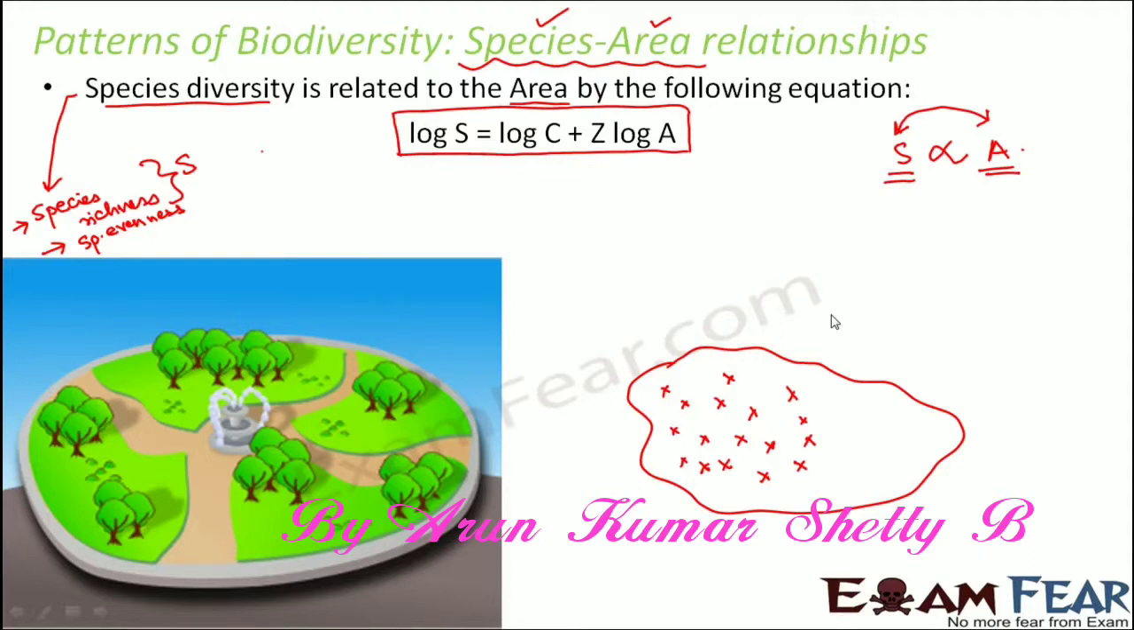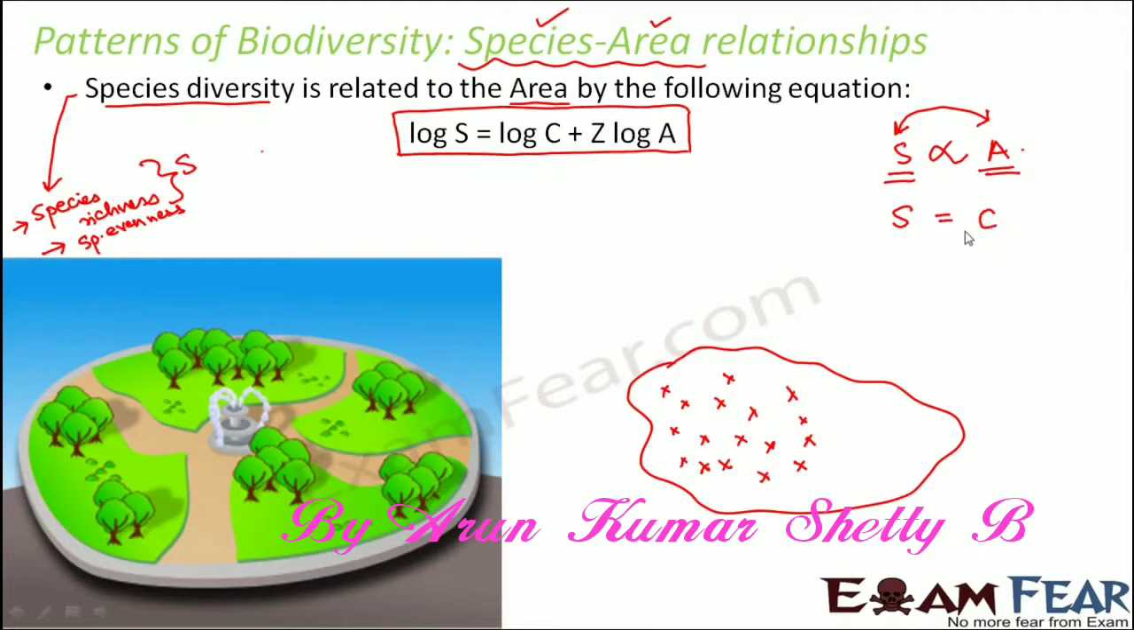But up to a certain limit, as the explored area increases, the species richness also increases. And how are these two related? They are basically related in this way. Whenever you convert the proportionality into equality, you need to give a constant.